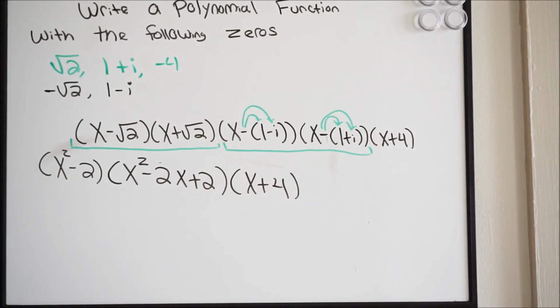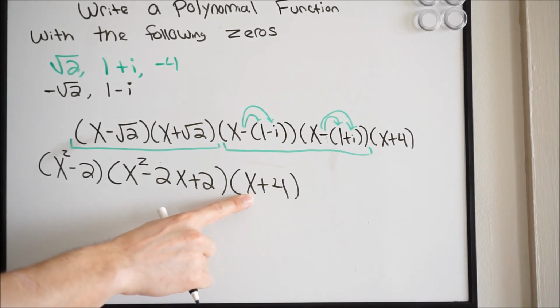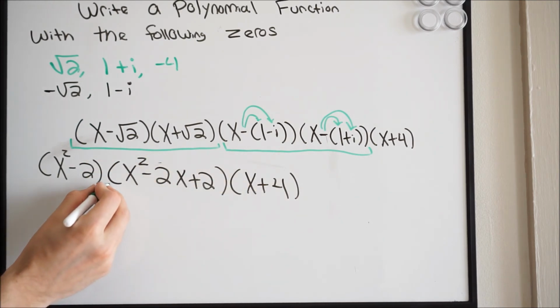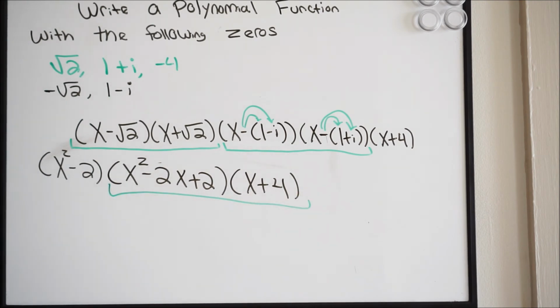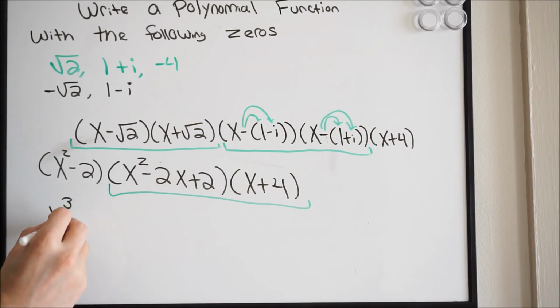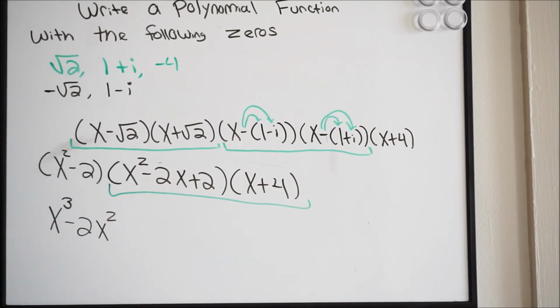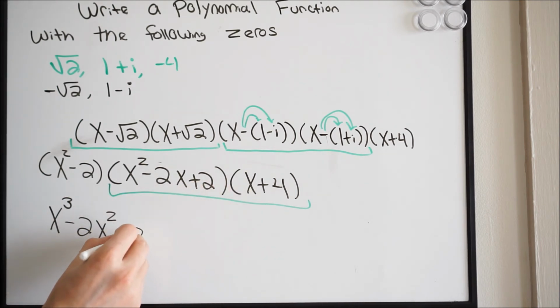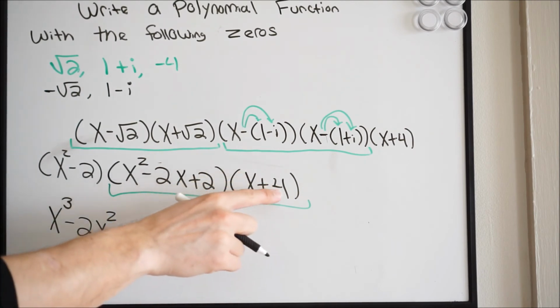So remember, our goal here is to expand this out. So at this point, it's really up to you how you go about doing it, but I'm going to multiply each one of these terms by this guy right here. So let's go ahead and do that. You get x times x squared, that's going to be x cubed. Then we have x times a negative 2x, that's going to be negative 2x squared. Then we have x times 2, that will be plus 2x.